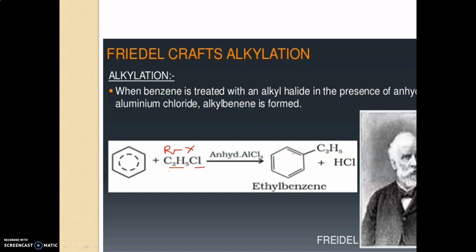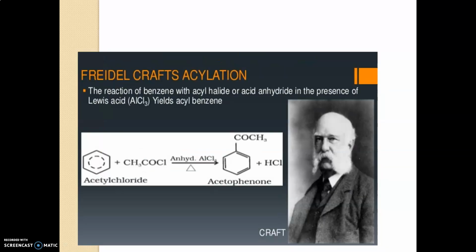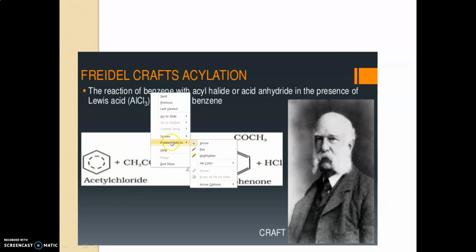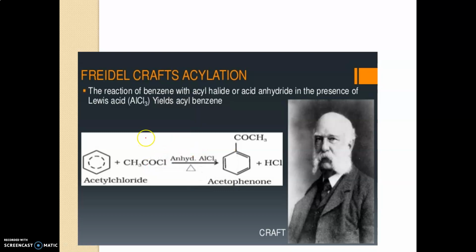So what will be the acylation? Do you know what is an acyl group? Acyl group is the group which has CH3 C double bond O. Here we can see the acyl group having the formula H3C. You check this compound here, you can see CH3COCl.